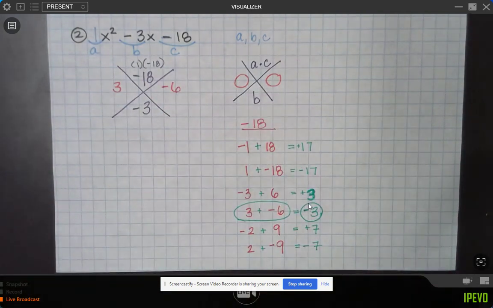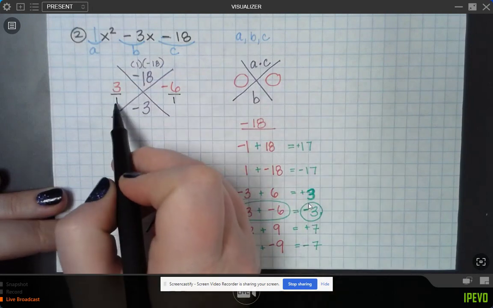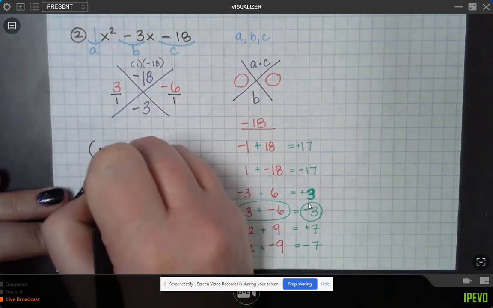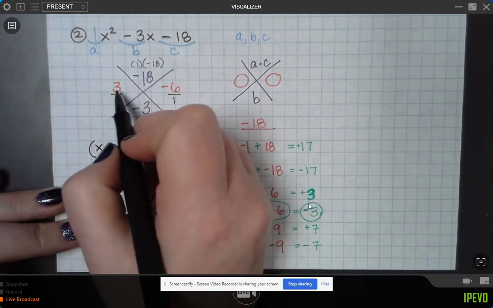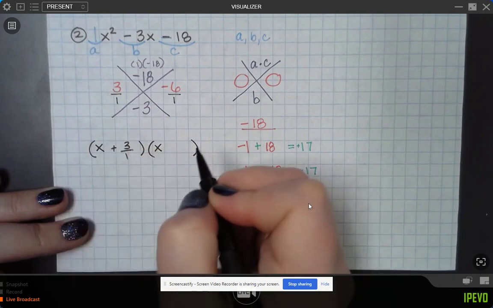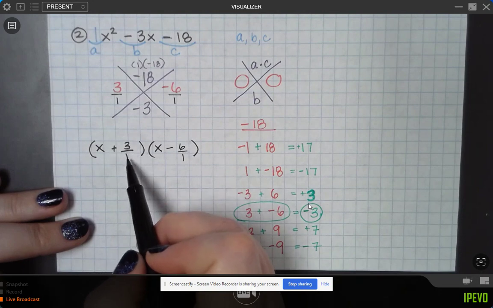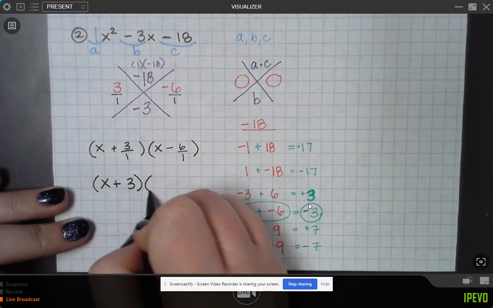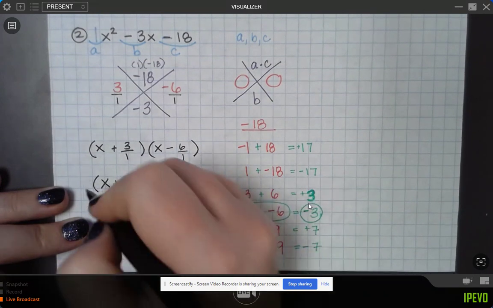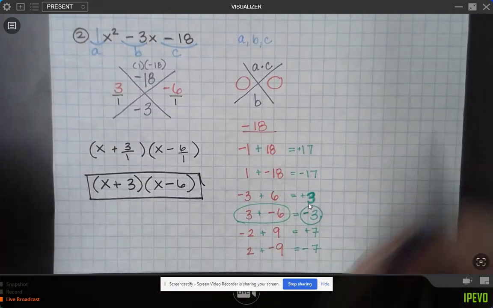Now again, we want to think about dividing by A. A is that number 1. Let's divide by A. Now anything divided by 1 is just itself. So when I write out my two factors, starting with the letter x, my first one is a positive 3, and my second one is a negative 6. Because 3 divided by 1 is 3, and 6 divided by 1 is 6, this is just going to be x plus 3 and x minus 6. And these are my two factors. And those are two examples of factoring.